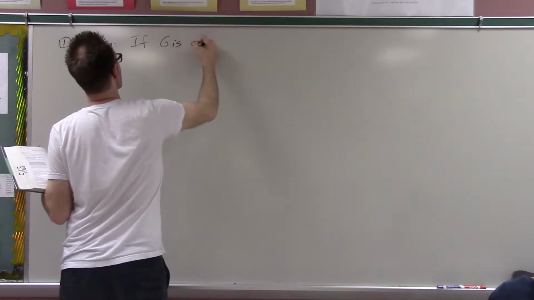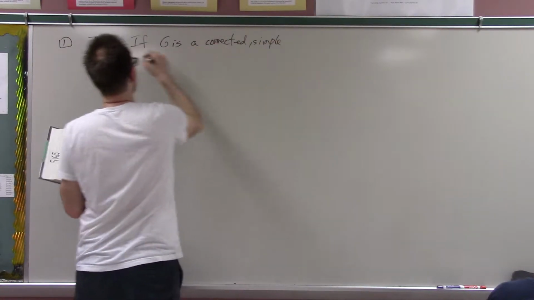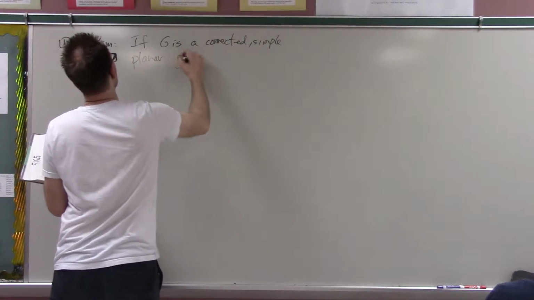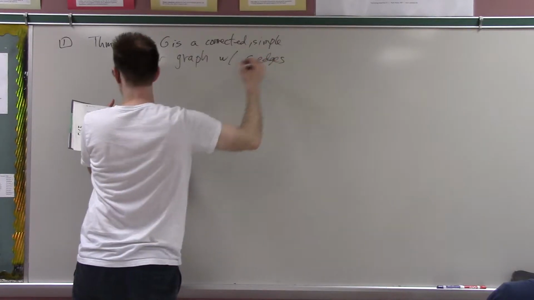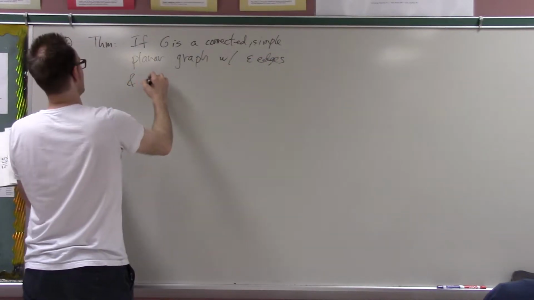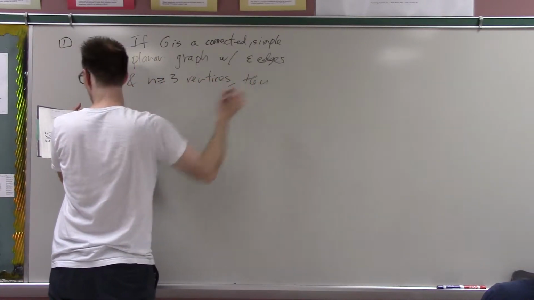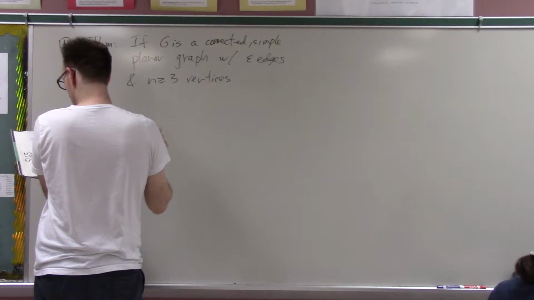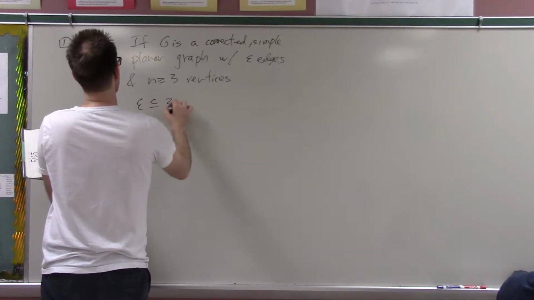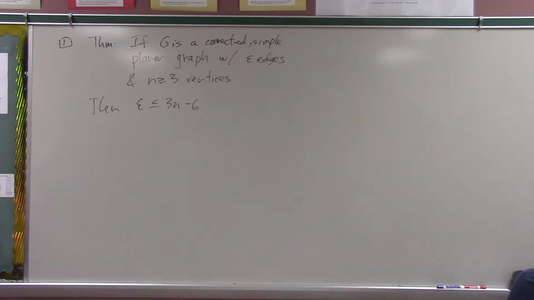If G is a connected, simple, planar graph with epsilon edges and n greater than or equal to 3 vertices, then epsilon is less than or equal to 3n minus 6. And Gossett walks us through a proof of this, most of which we did in class together.